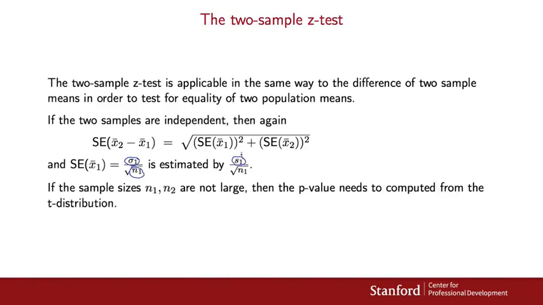Now remember, if the sample size is not large and we have to estimate sigma, then we said we have to use a t-test instead of a z-test. And the same thing applies here. So if both sample sizes are not large, then we need to find a p-value using a t-distribution, and there's a complicated formula for that which you need to look up if you ever need it.